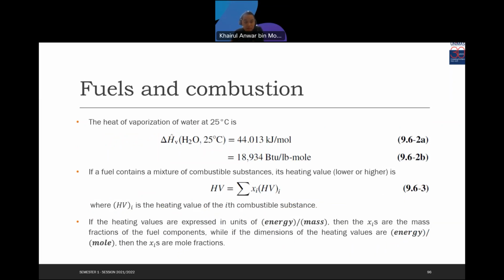If a fuel contains a mixture of combustible substances, its heating value, lower or higher, is HV equal to the sum of Xi HVi, where HVi is the heating value of the ith combustible substance. If the heating values are expressed in units of energy per mass, then Xi is the mass fraction. If the heating value is energy per mole, then Xi is the mole fraction.